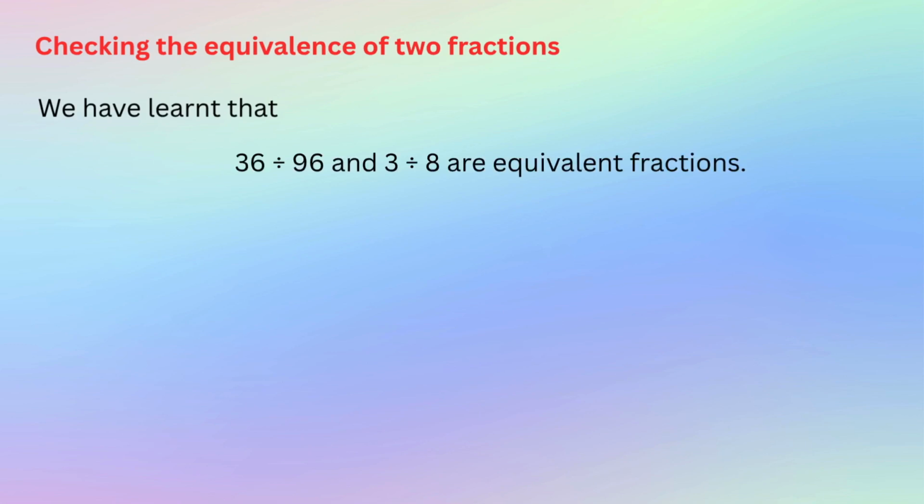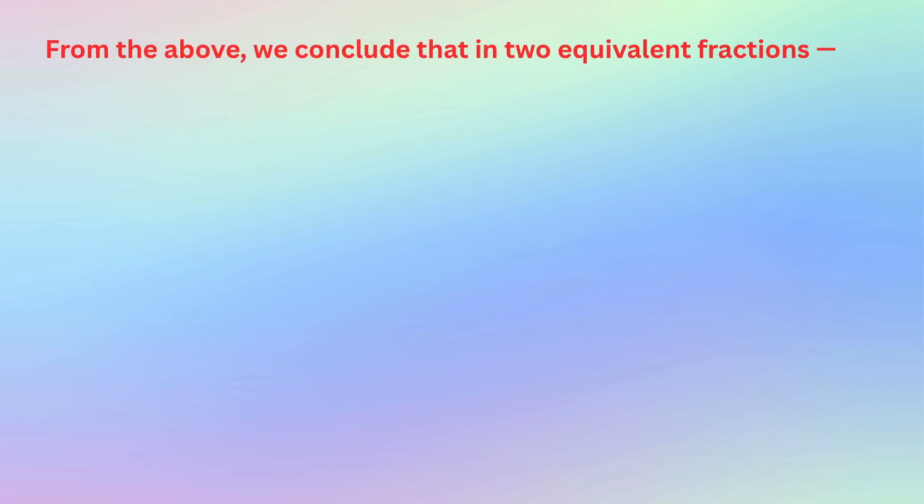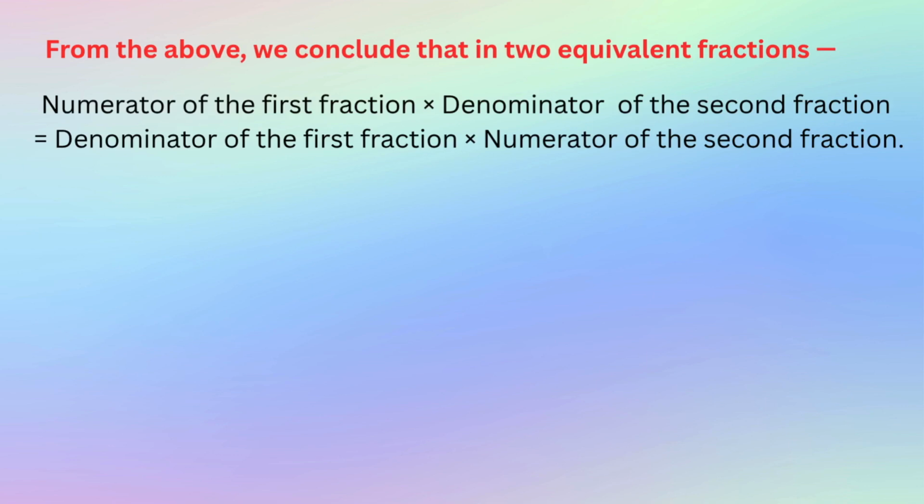Checking the equivalence of two fractions. We have learnt that 36/96 and 3/8 are equivalent fractions. Hence, 36 times 8 equals 288, and 96 times 3 equals 288. Clearly, 36 times 8 equals 96 times 3. From the above, we conclude that in two equivalent fractions, the numerator of the first fraction times the denominator of the second fraction equals the denominator of the first fraction times the numerator of the second fraction.